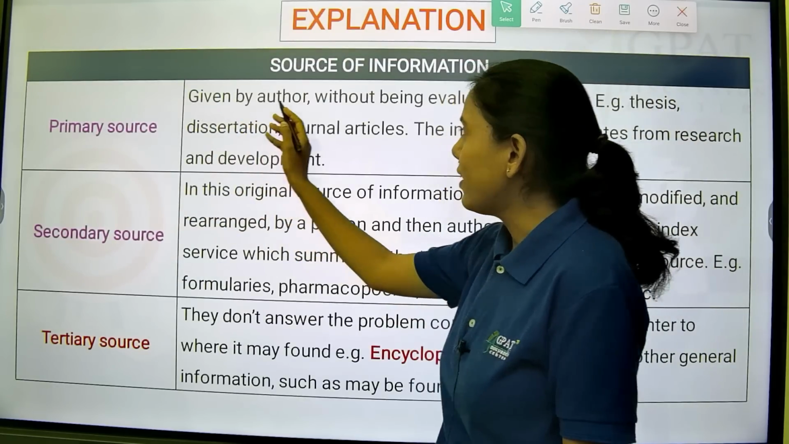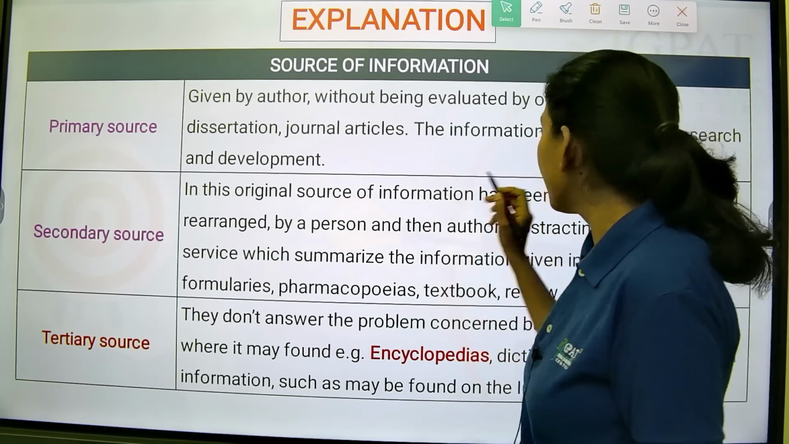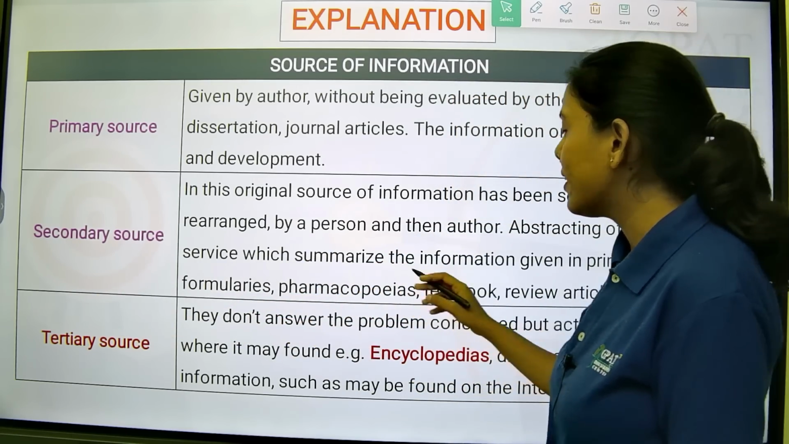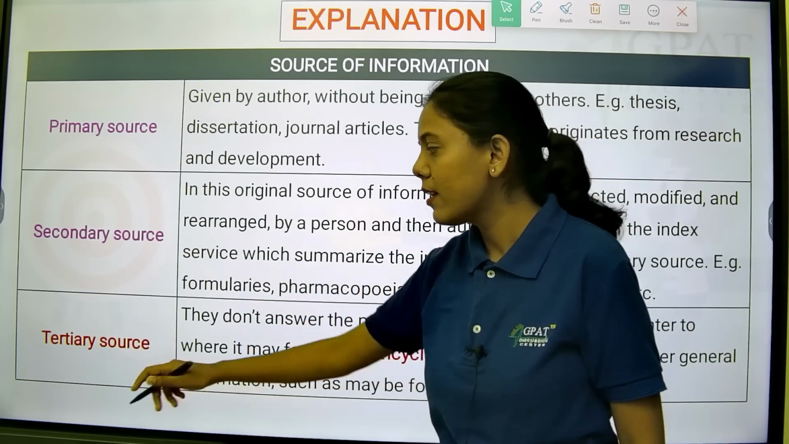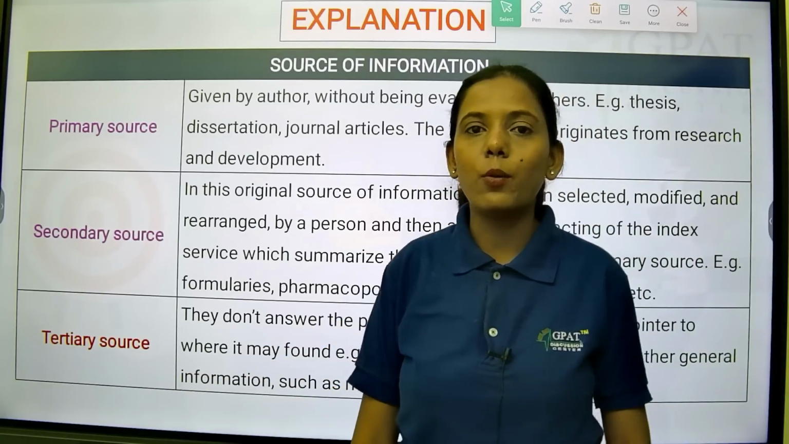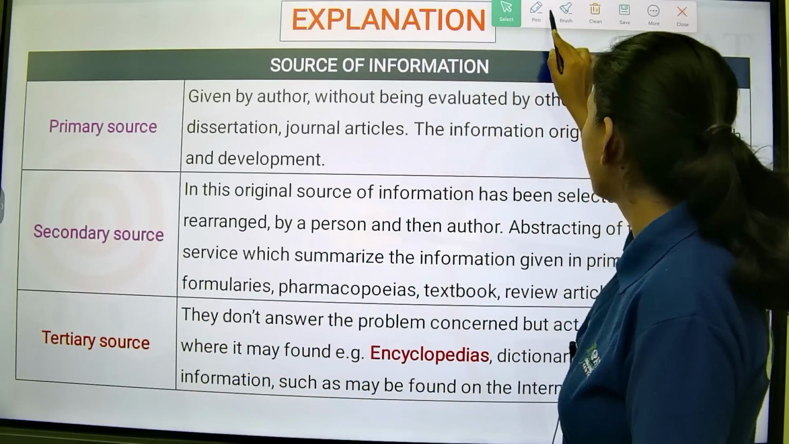So primary source is given by the author, or this information originates from research and development. The secondary source will include certain formularies, pharmacopoeia, textbooks and articles. Tertiary source will include your encyclopedias, and apart from encyclopedias you will also have some dictionaries available. So these are the different sources of information.